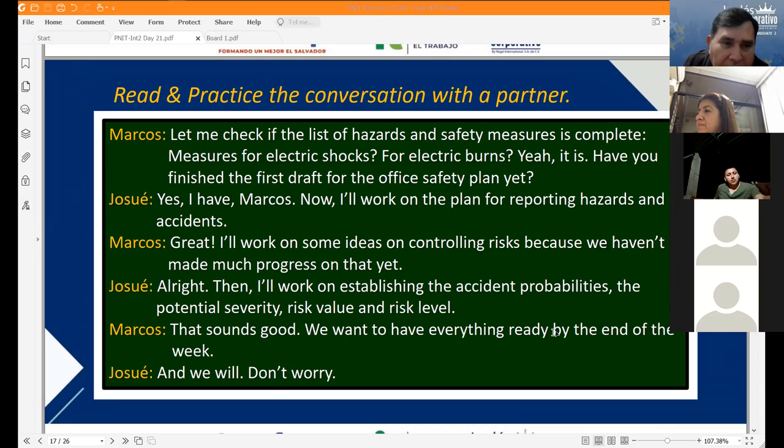Dialogue. Let me check if the list of hazards and safety measures is complete. Measures for electric shocks, for electric burns, yes, it is. Have you finished the first draft for the office safety plan yet? Yes, I have, Marcos. Now, I'll work on the plan for reporting hazards and accidents. Great. I'll work on some ideas on controlling risks because we haven't made much progress on that yet. All right, then I'll work on establishing the accident probabilities, the potential severity, risk value, and risk level. That sounds good. We want to have everything ready by the end of the week. And we will, don't worry.